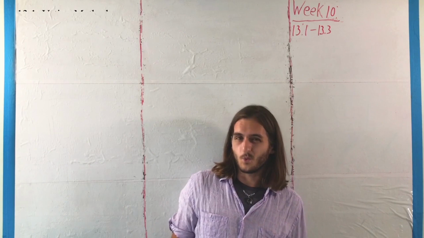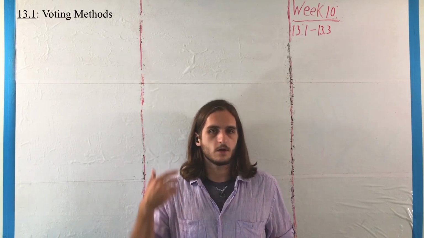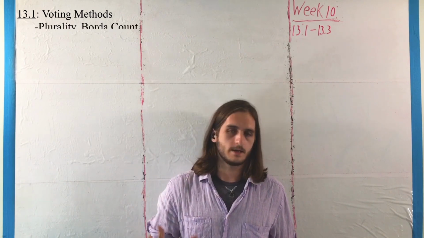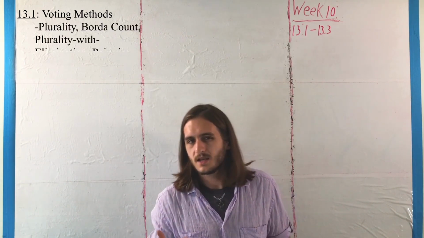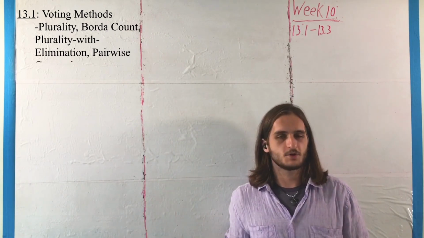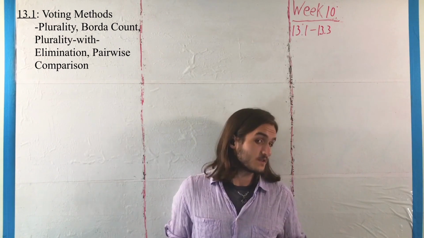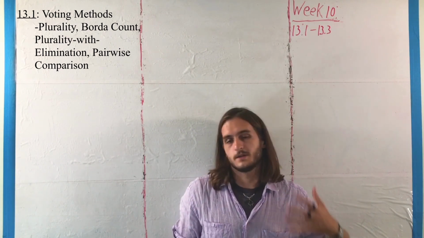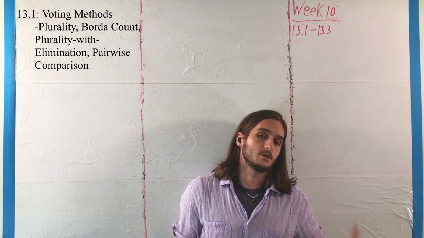So 13.1 is about voting methods. There are a few different strategies we have here for organizing a vote with various amounts of choices. I'm not going to list out all of our options for that. I think we've got 4 of them here, just because I'm a little bit tight on space fitting 3 sections onto this board here. I don't want to scroll all the way down too far, but we're looking at a few different methods in 13.1.